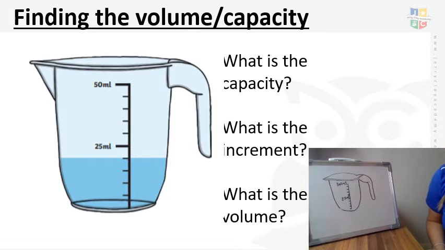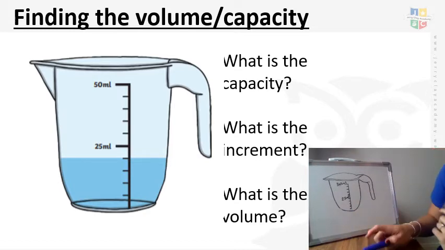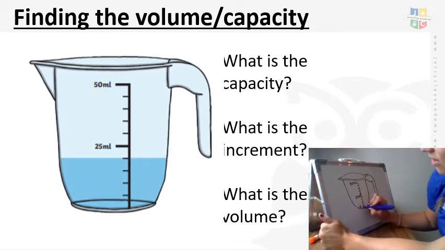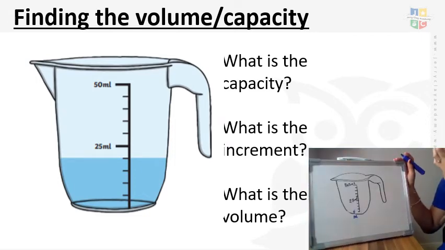Between 10 and 2, so let's have a look at 5. 0, 5, 10, 15, 20, 25. So I know that each of these little lines is worth 5 millilitres. So my increment is going up in 5 millilitres. Now I know that it is going up in 5 millilitres.